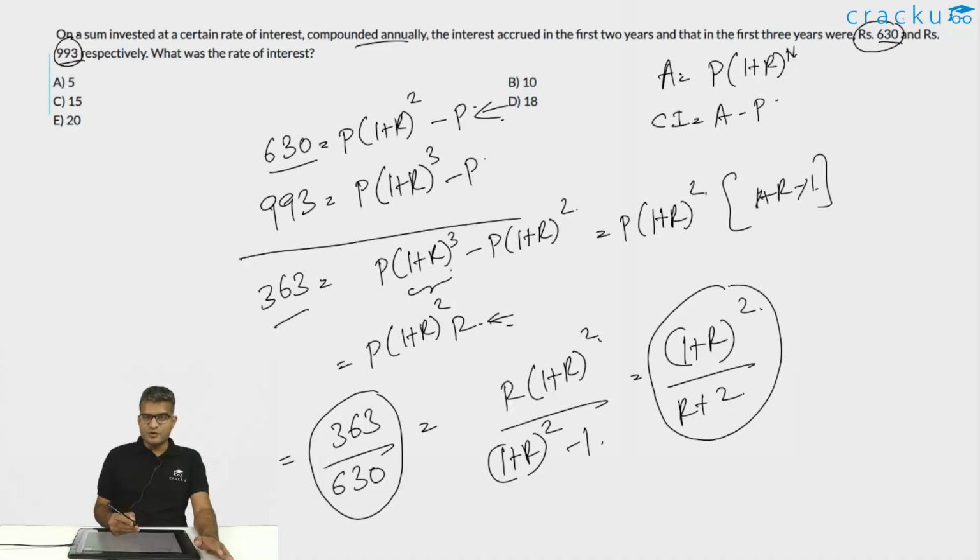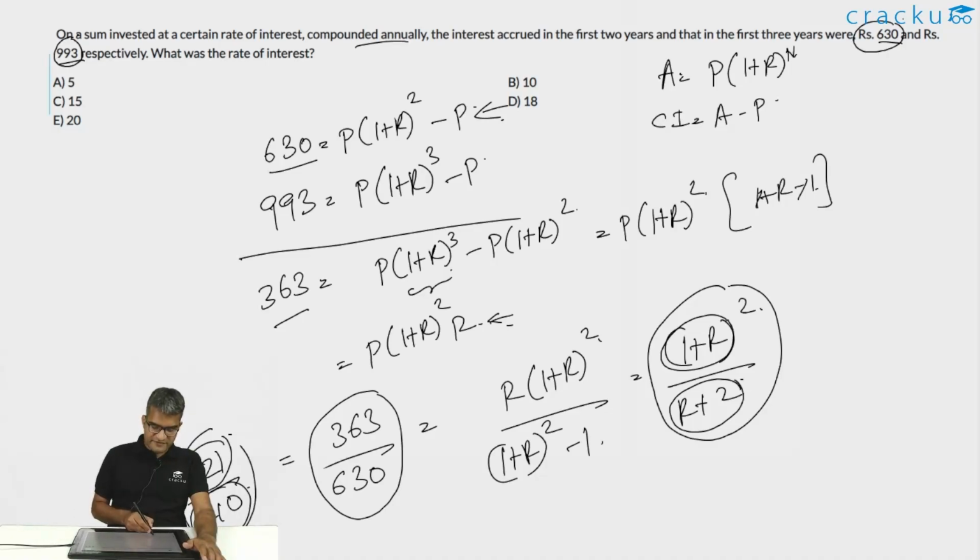We can divide the numerator and denominator by 3. This is equal to 121 divided by 210. If you expand this, you are going to get a quadratic equation which you can solve to find out the value of r. Or if you just look at the numerator, this is 121. This is (1 plus r) whole square. This is 210. This is r plus 2.